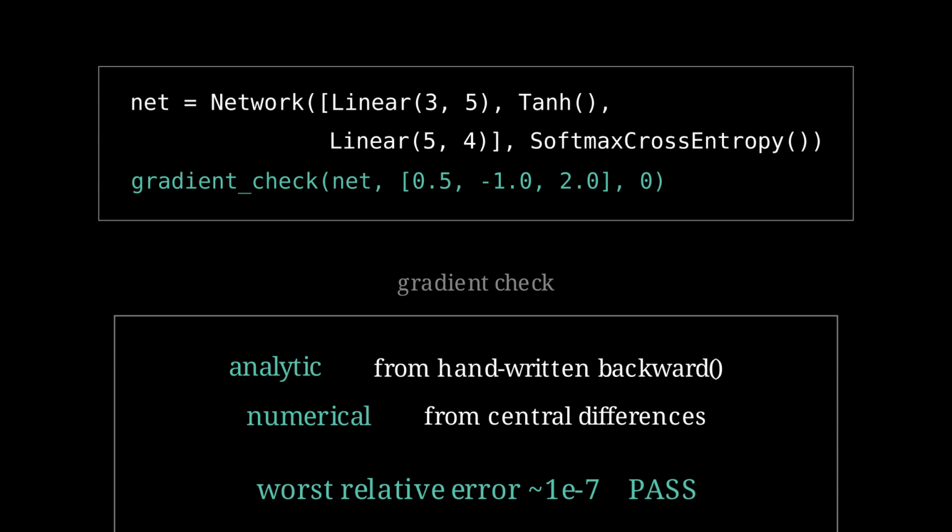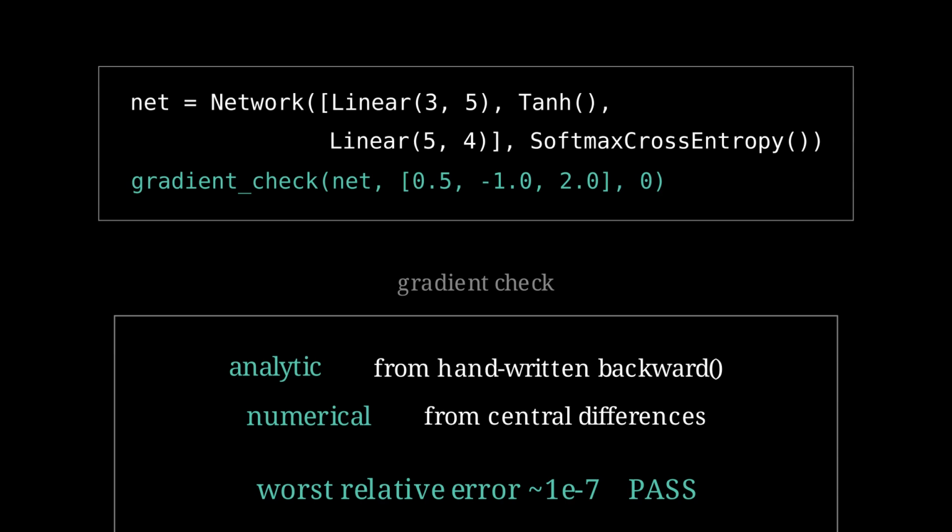So we run it on the little network from episode 1. A linear layer, a hyperbolic tangent, and a second linear layer, feeding logits into a softmax loss. For each parameter, 2 numbers. The analytic gradient, straight from our hand-written backward methods. And the numerical gradient, from nudging the loss. They agree. The worst relative disagreement across every weight and bias in the network is about 1 part in 10 million. That is the green light.